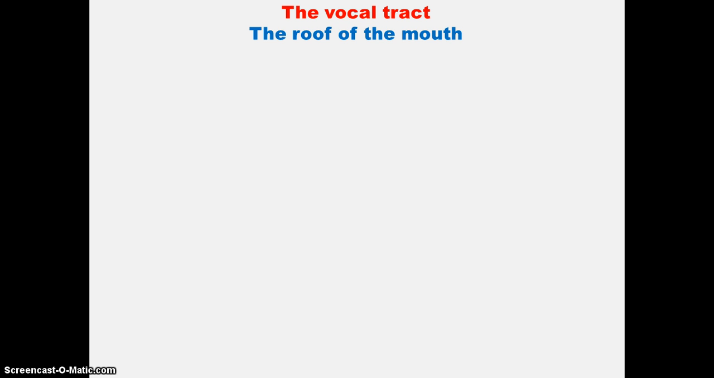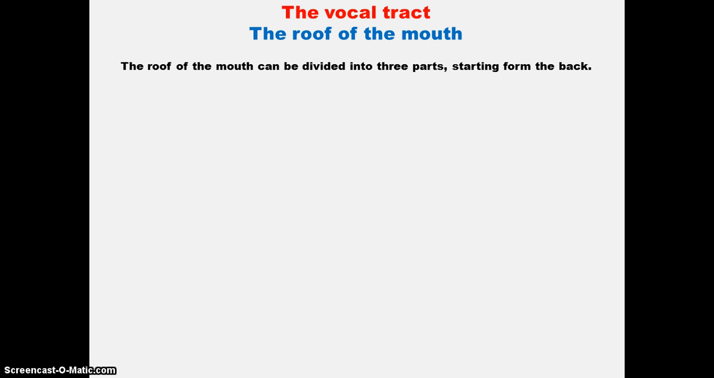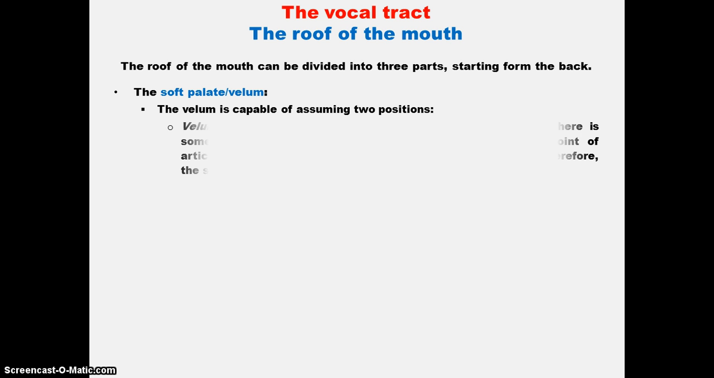Now we move on to the roof of the mouth. The roof of the mouth can be divided into three parts starting from the back. The soft palate, or the velum. The velum is capable of assuming two positions.